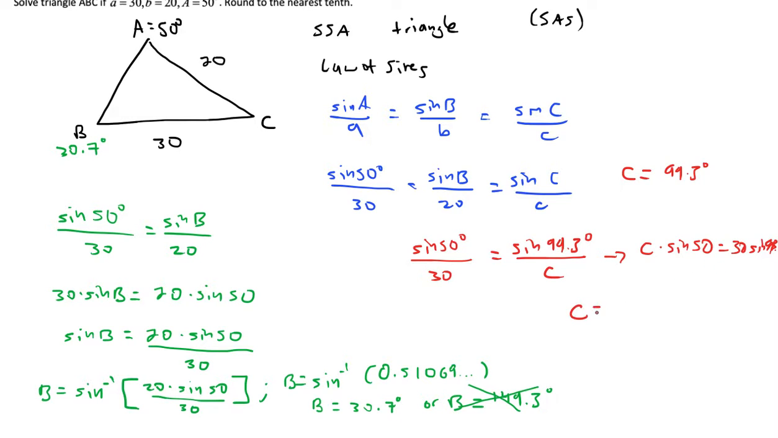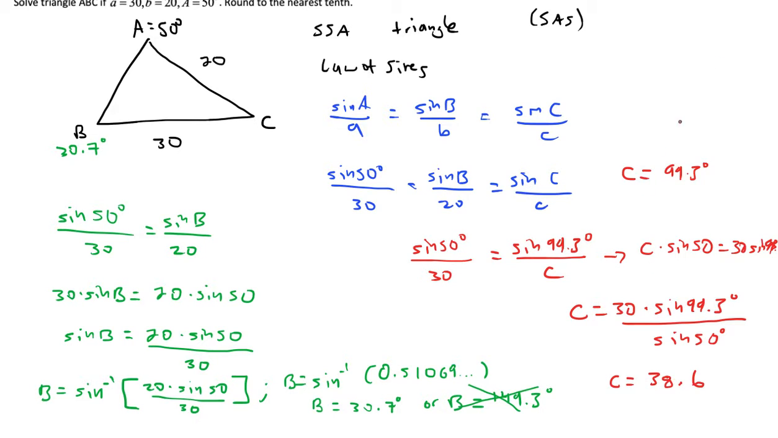So basically, C will equal 30 times the sine of 99.3, all divided by the sine of 50. When you're using your calculators, make sure you're careful as you input these. Make sure you know how to input these trig functions. Sometimes you have to hit the degree and then sine, or on some calculators you have to put sine and then the degree. Either way, you should get C equaling 38.6 in this case.